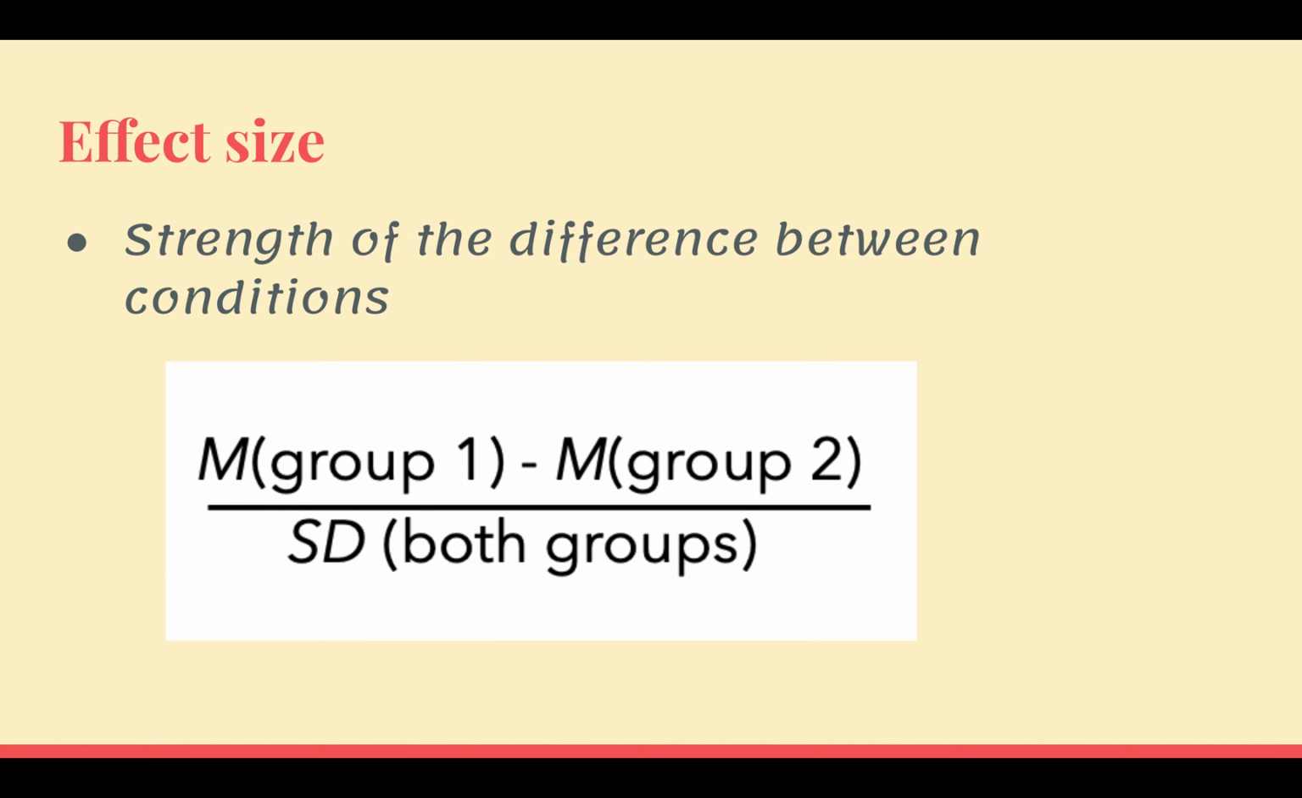Effect size begs the question of how strong is the difference between conditions. I have also attached a picture of the effect size formula. It is important to know what the effect size formula is for the class. As you can see, it's M group 1 minus M group 2 divided by SD, both groups. SD stands for standard deviation. And the rest you probably know from lecture in class.